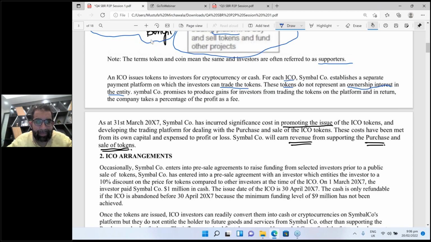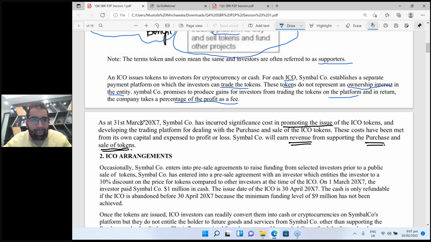Now, next thing. At 31st March, the company promises to produce gain for investors from trading tokens on the platform, and in return the company takes a percentage of profit as a fee. Yes, this is the economic benefit the company will get. And if this economic benefit is a material amount, then you can easily capitalize that initial platform making cost.